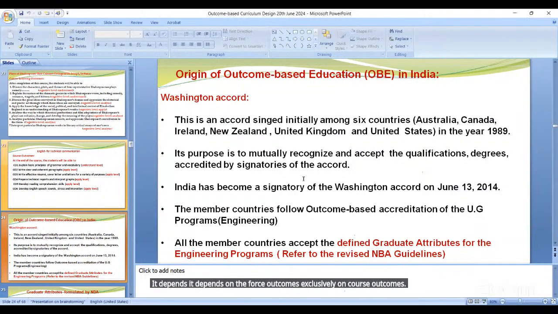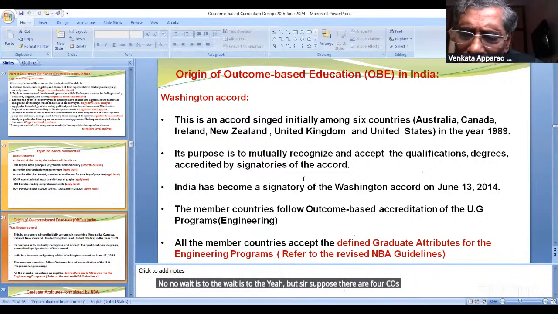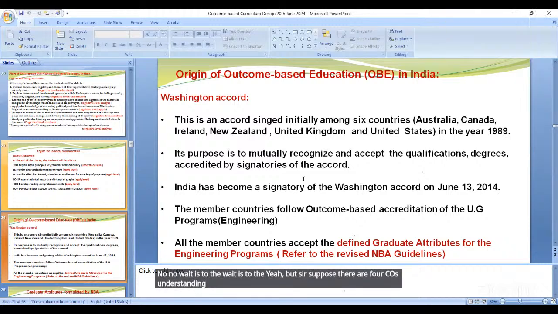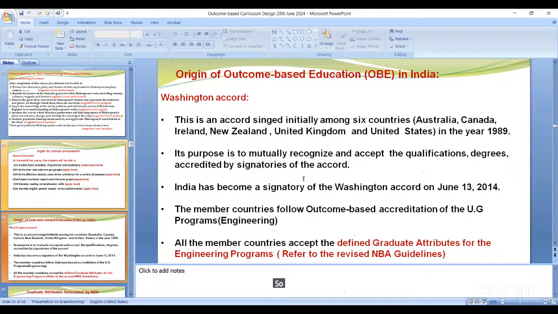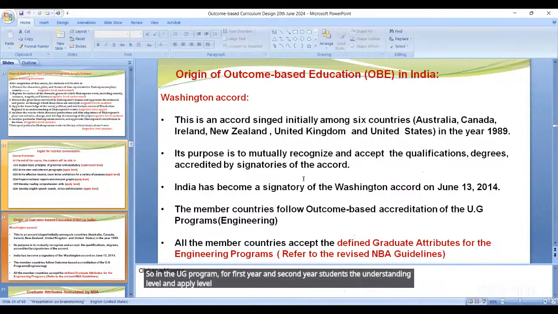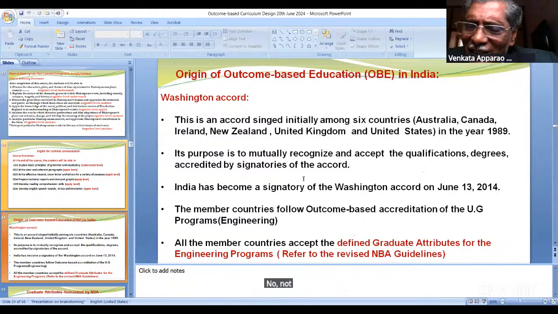Yeah, but sir, suppose there are four COs: understanding, applying, analyzing. So in the UG programs, for first year and second year students, the understanding level and apply level questions weightage must be more, and analyze and evaluate weightage must be less, like that. And for higher classes, means third year and final year. No, not like that.